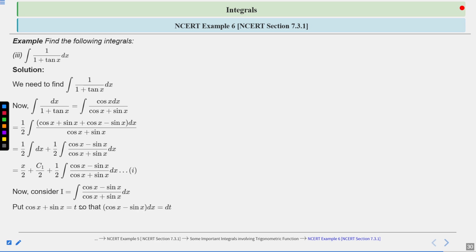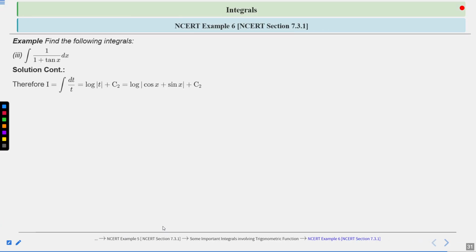Now put cos x plus sin x is equal to t. So we will get cos x minus sin x dx will be equal to dt, right? Therefore, we will get I is equal to integration of dt upon t, which is equal to log mod t plus c2, which will be equal to log mod cos x plus sin x plus c2.